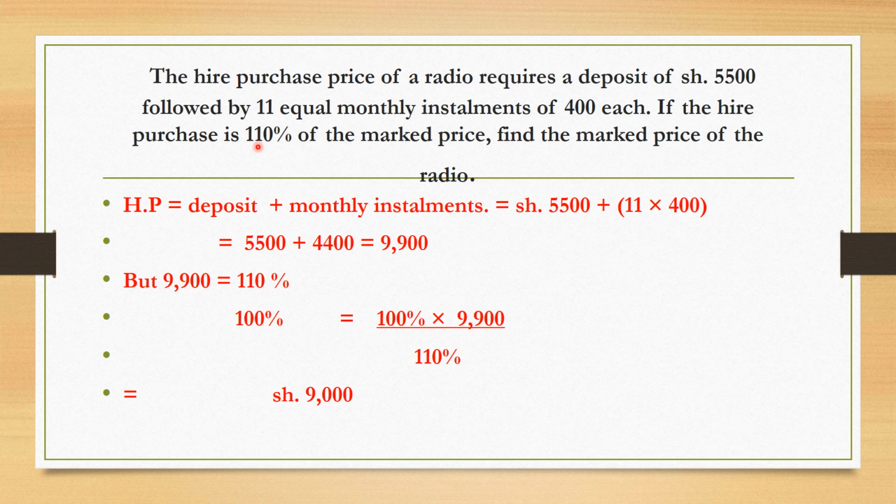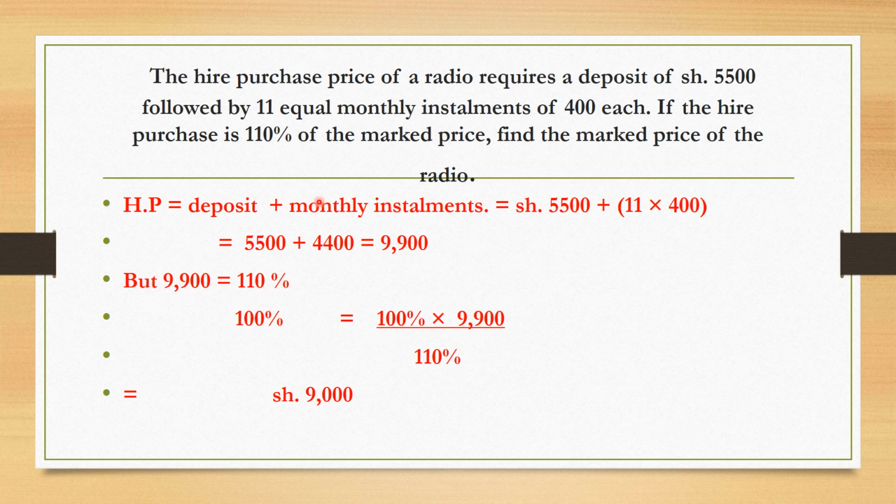Find the mark price. So I've told you there are two ways to find the hire purchase. If you have your deposit and also equal monthly installments, that is for 11 months, you can calculate your hire purchase. So what is our hire purchase? You can use this formula. Hire purchase is equal to deposit plus monthly installments, which is equal to 5,500 plus 11 times 400, which is 4,400. So our hire purchase is 9,900.